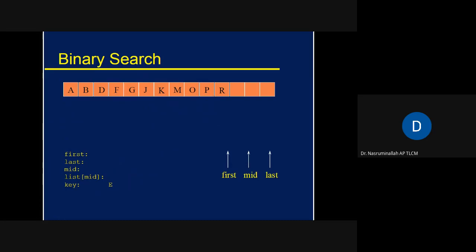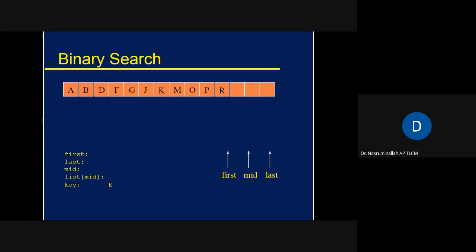So that's it. So these were the different steps that we perform. Now let's try again the same algorithm. We have the same data, but the only difference here is the key is equal to E, not P. So we will follow the similar pattern.